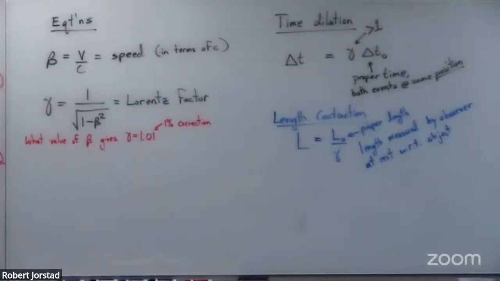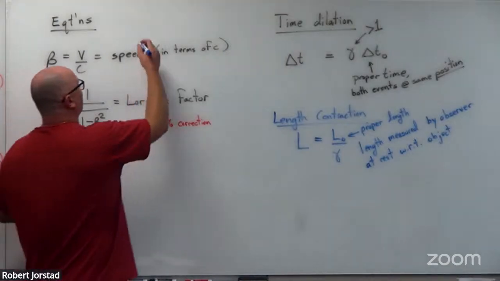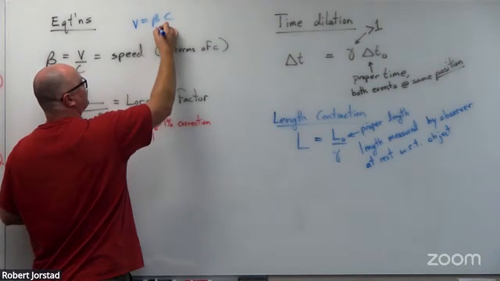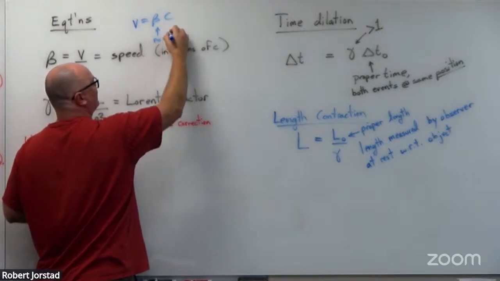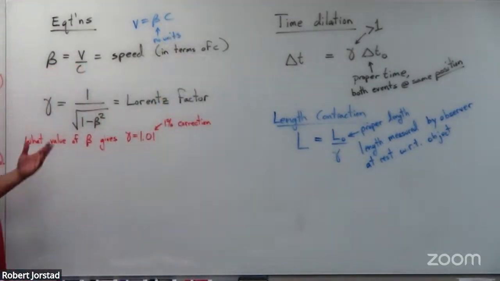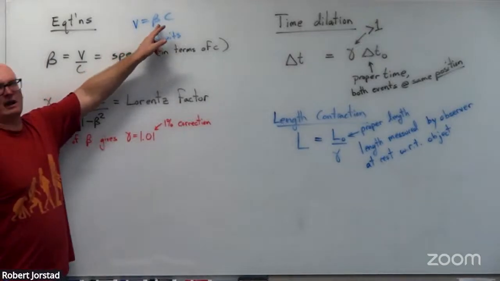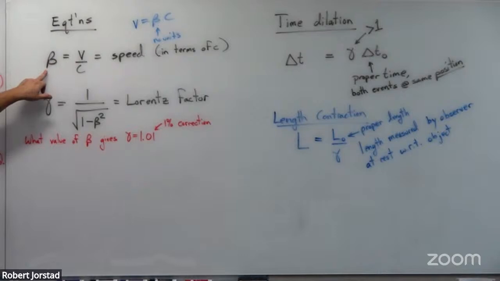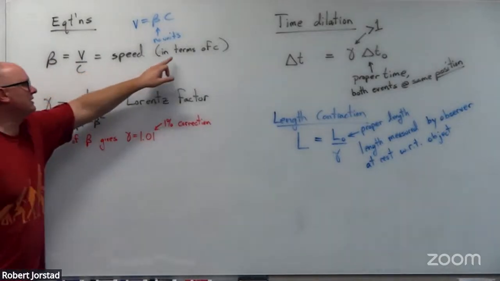Those are wild consequences. We're going to see this beta all the time. I want you to think about beta as a speed, right? It's speed in units of c. So notice that v equals beta c. If you check, this has no units. But essentially, if you tell me what beta is, I'd multiply beta by c and I'll get the velocity. So that's what I mean by beta is essentially the speed in units of c.